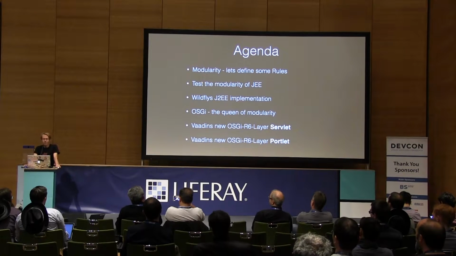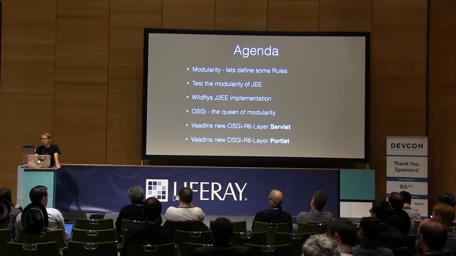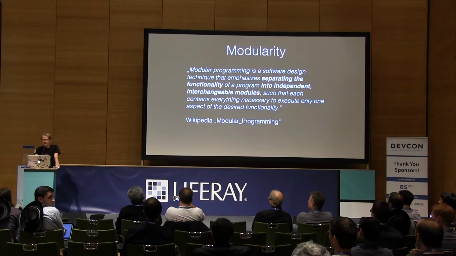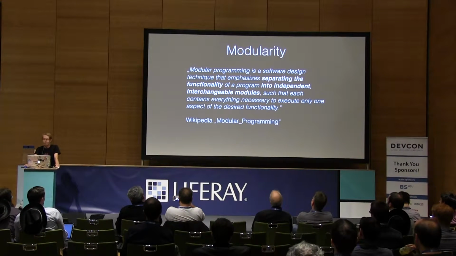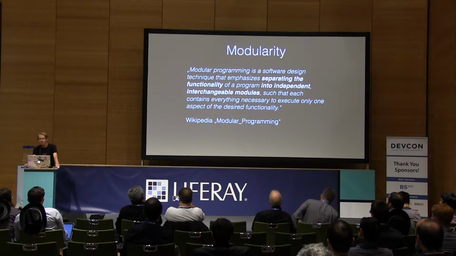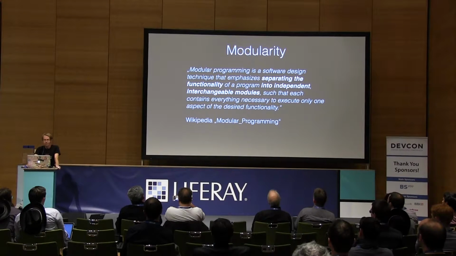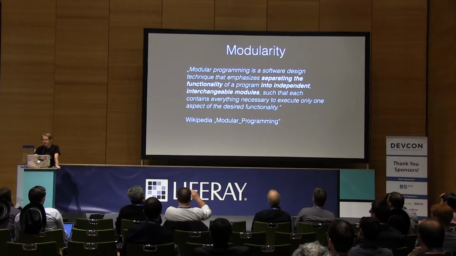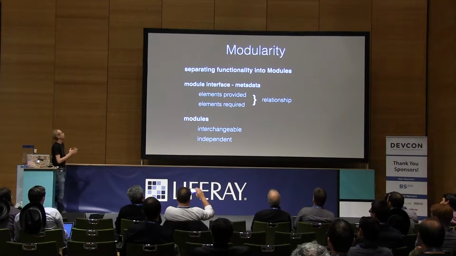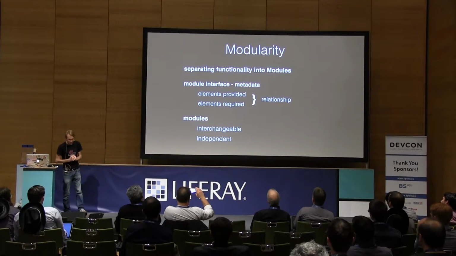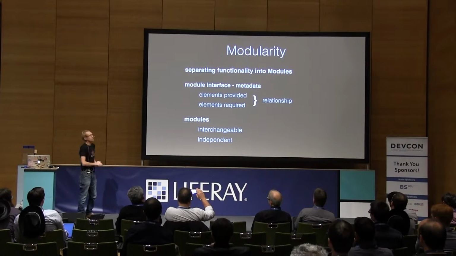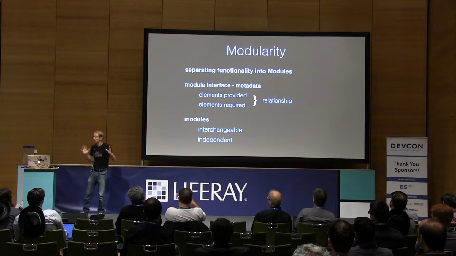Well, we are going to start to define some rules for modularity. I thought, where to begin? I thought, yeah, let's use Wikipedia. Let's look at Wikipedia about modular programming and see what Wikipedia tells us. Modular programming is a software design technique that emphasizes separating the functionality of a program into independent interchangeable modules, such that each contains everything necessary to execute only one aspect of the desired functionality. So I did an excerpt from it. So what does modularity mean? Modularity means that you have to separate your functionality into modules.